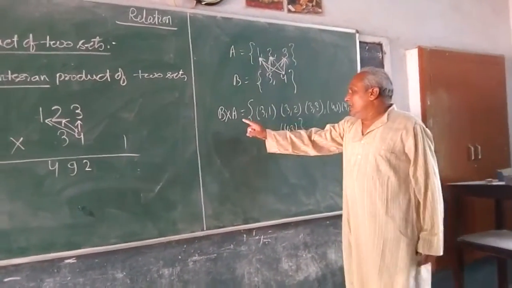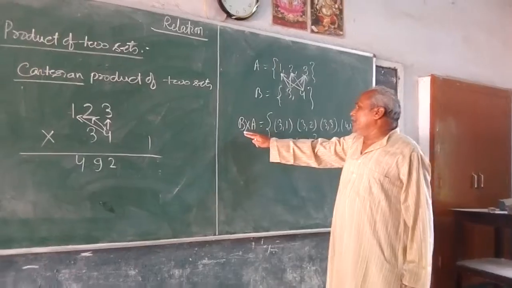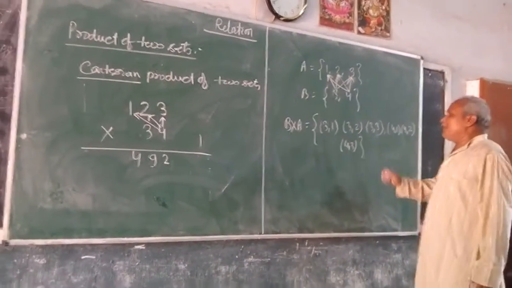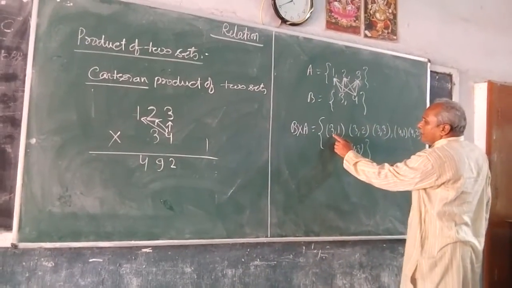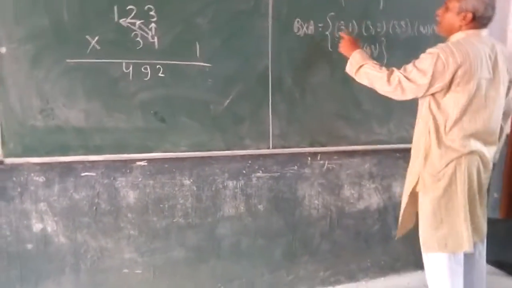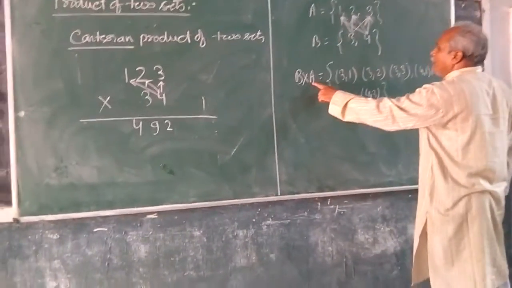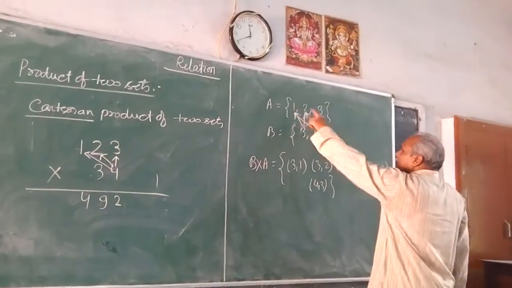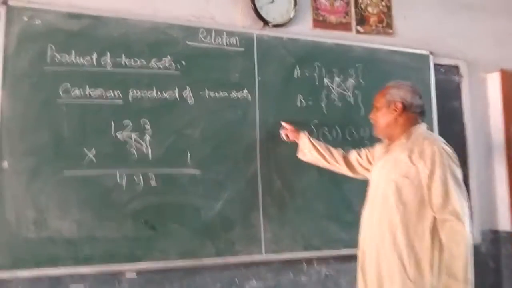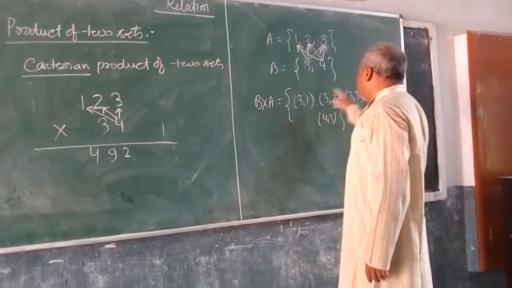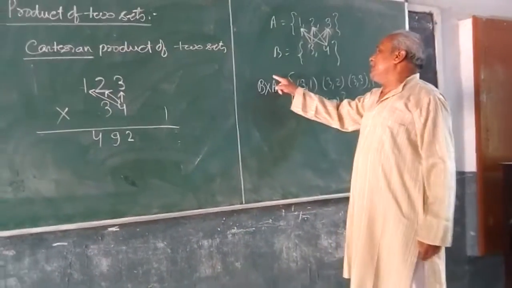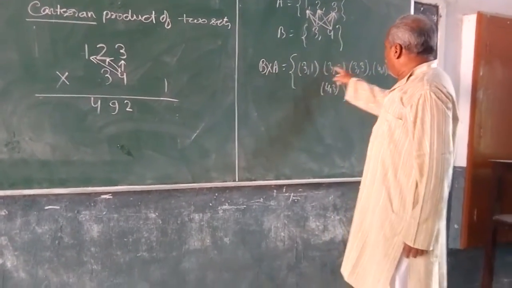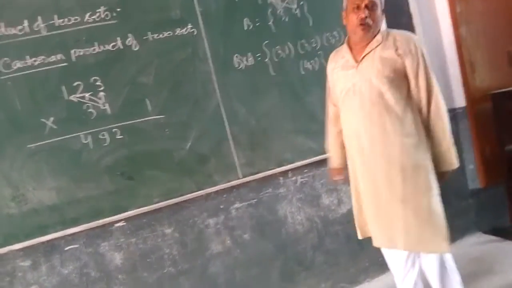From this discussion, what we see is that B cross A is a set of ordered pairs. You can see here, these are the ordered pairs, and in these ordered pairs the first entry is from B and the second entry is from A. If the first set is B, then in all the ordered pairs the first entry will be from B. And if the second set is A, then in all the ordered pairs the second element will be from A.